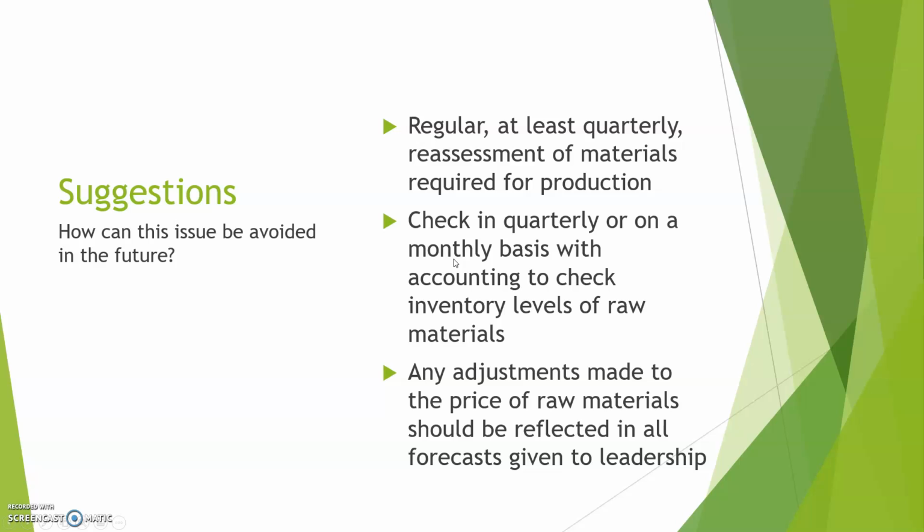I have a few suggestions that might help in the future. The cost of materials required for each refrigerator should be reassessed at least quarterly to make sure we can provide a proper forecast for costs. Check in with us quarterly to make sure the inventory levels of raw materials match up with what you need. Finally, any adjustments that are made to costs should be reflected in the forecasts you give to the leadership team so that they are not surprised by any of these changes.